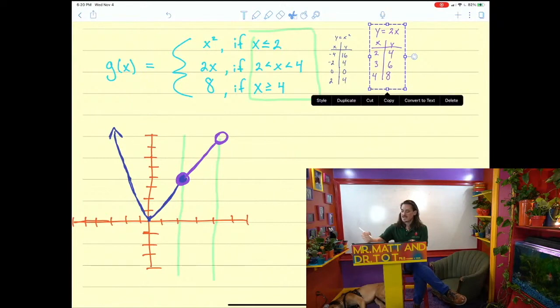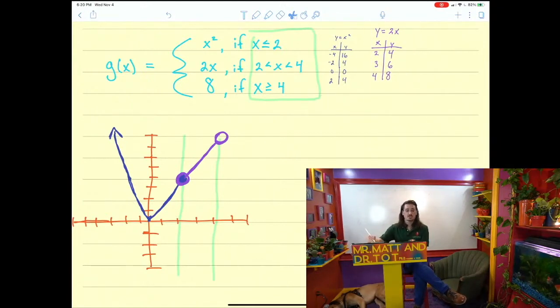G of x is equal to 8 when x is greater than or equal to 4. So 8 is just a horizontal line. We don't need to do any tables for that. That's just going to continue straight to the right, and we're going to draw an arrow to represent that it continues infinitely. And this is going to be solid because it's inclusive.